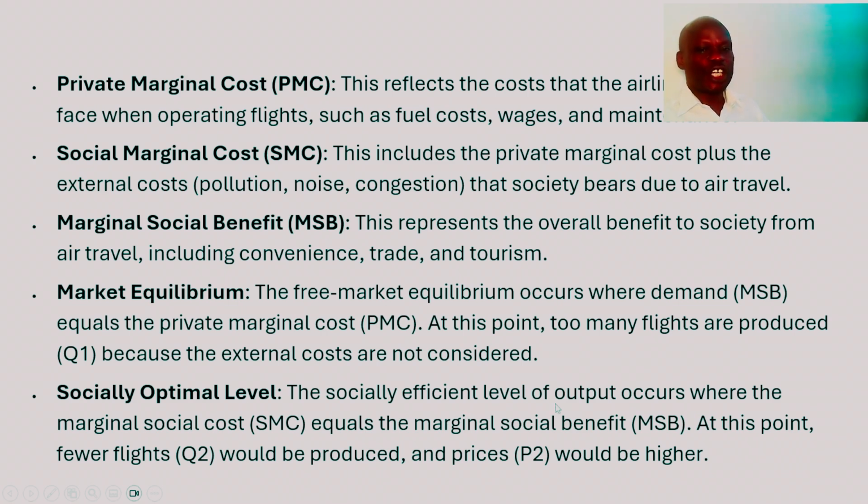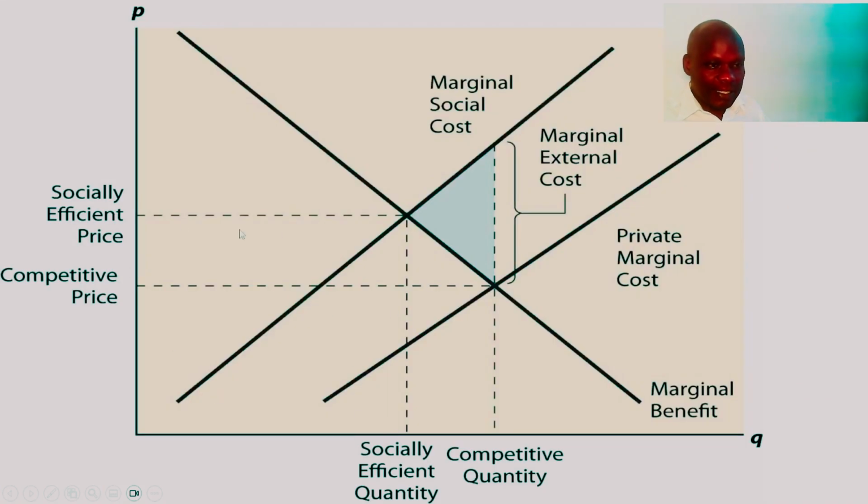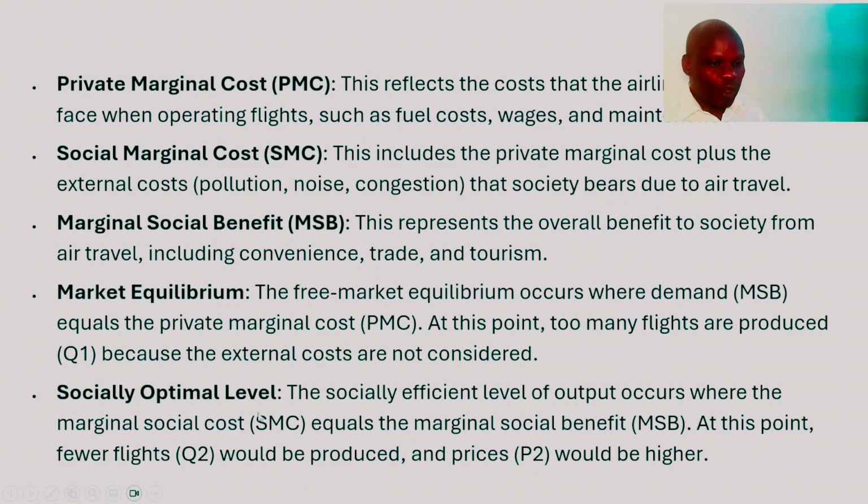The socially efficient level of output occurs where the marginal social cost equals the marginal social benefit. You see that here the socially efficient quantity is here, but the competitive quantity is higher than the socially efficient quantity. So that's why we are saying the socially optimal level occurs where the marginal social cost equals the marginal social benefit. Now, at this point, fewer flights would be produced and prices would be higher.